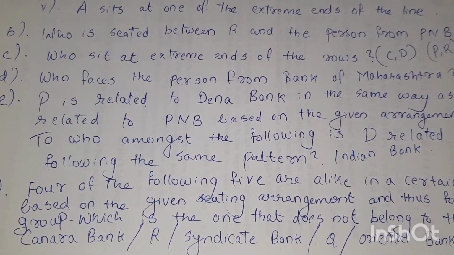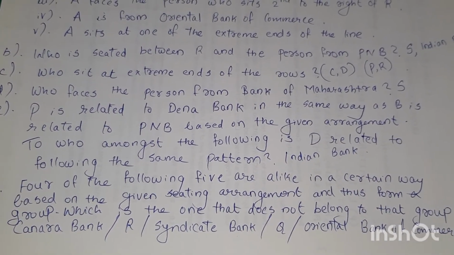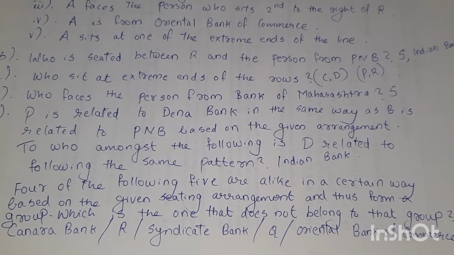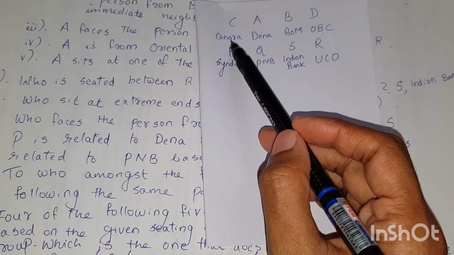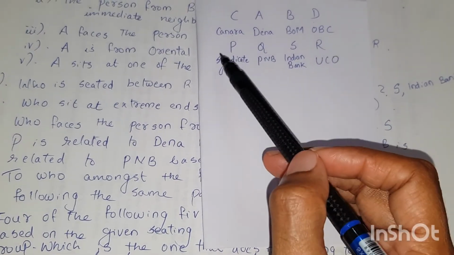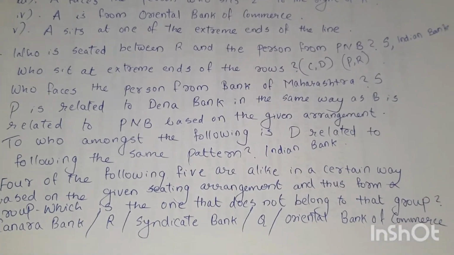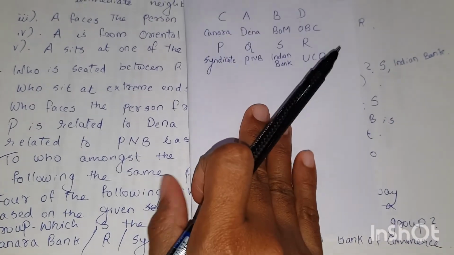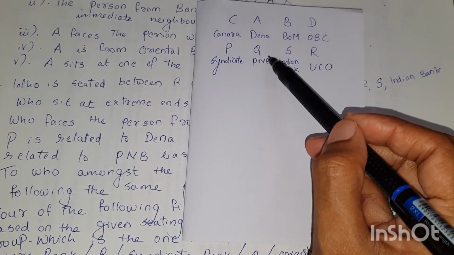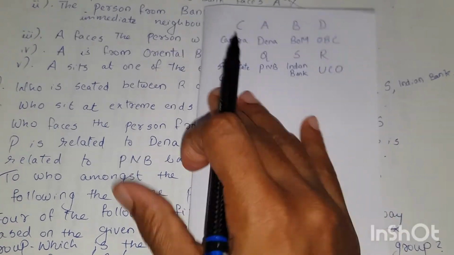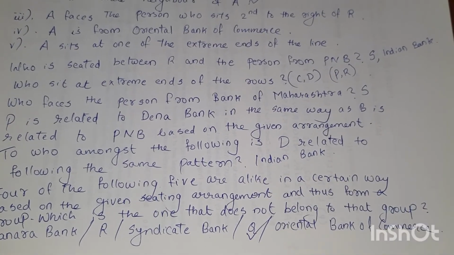Now, 4 of the following 5 are alike in a certain way based on the given seating arrangement and thus form a group. Which is the one that does not belong to that group? Canara Bank, R, Syndicate Bank, that means these three are in the extreme ends. Then Q, Oriental Bank of Commerce is also at the extreme end, but Q is not sitting in the extreme end. So Q is the odd one.